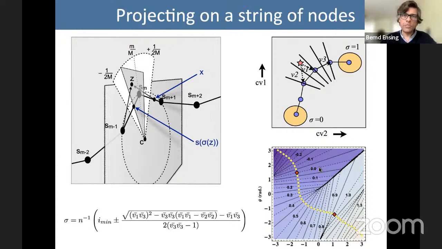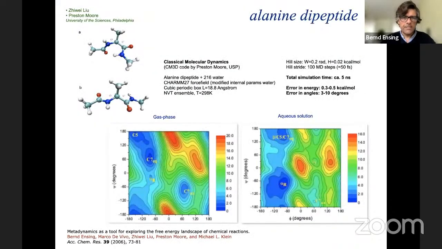Okay, so that's how we project any point in collective variable space onto a path using this simple formula. And we have a second formula to also calculate the distance to the path, which is called z. Usually we call the first one sigma or s, where we are between 0 and 1. And then we have z, which is a measure of how far we are away from the path. So here again, alanine peptide.